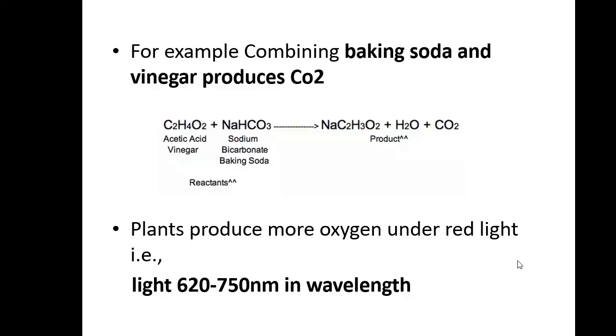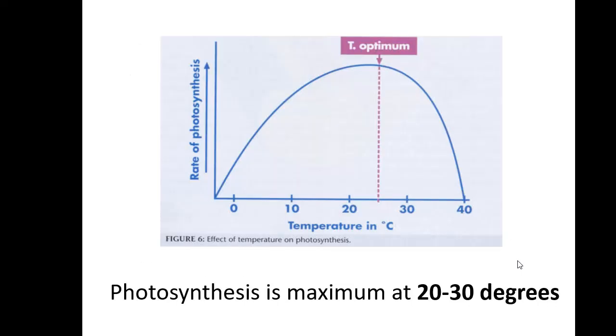As per our calculations and research, plants produce more oxygen under red light. That is, light of wavelength ranging from 620 to 750 nanometers, and light of this wavelength can easily be produced artificially. Here we have a graph showing rate of photosynthesis against a temperature, and it is clear that photosynthesis will be maximum at 20 to 30 degrees centigrade.